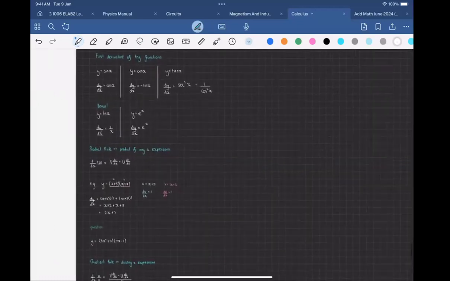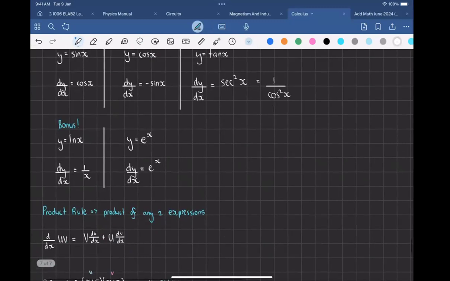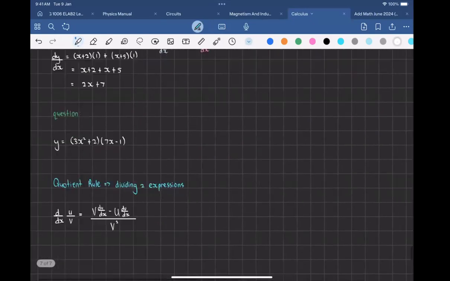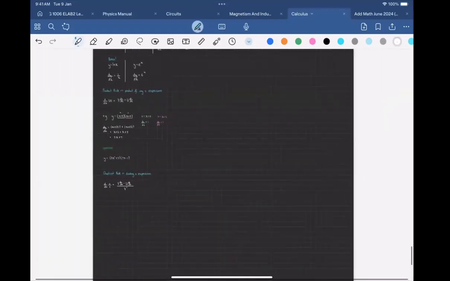Before we go, I'm just going to show you what we had to do again. You would have to learn the first derivative of trig functions. So if you differentiate sine, you get cos. If you differentiate cos, you get minus sine, those kinds of things. You need to differentiate ln x as 1 over x. You need to be able to differentiate e to the x, which is just e to the x. You need to know the product rule, quotient rule, and chain rule. I don't have it included here, but you still need to know it.